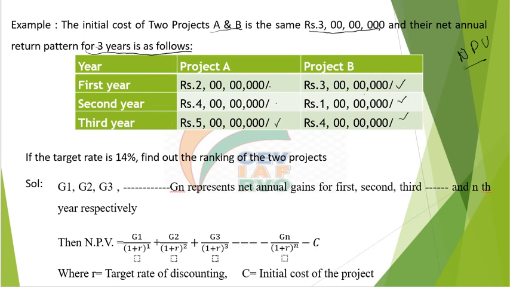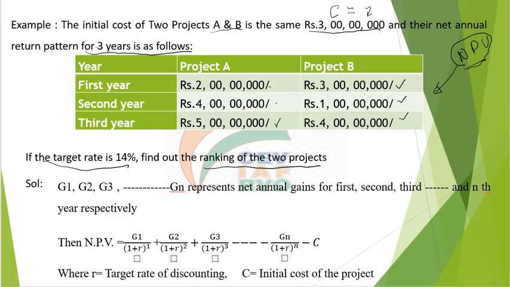So if the target rate is 14%, find out the ranking of the two projects. Means we have to check which of the two projects is more viable. So first, for that, we will find the net present value of both the projects. So here C in both the cases is 3 crore.